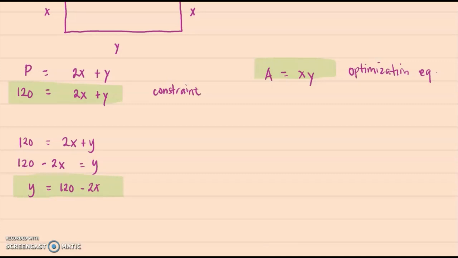Now, after solving for y, let's go back to our optimization equation. A is equal to x times y. Substitute the value of y that we have here. So A is equal to x times 120 minus 2x. So A is equal to 120x minus 2x squared. Alright, let's highlight.